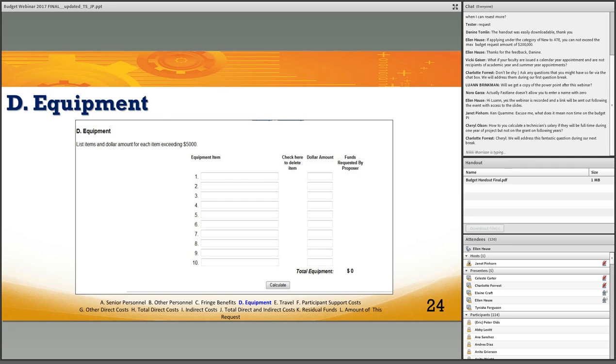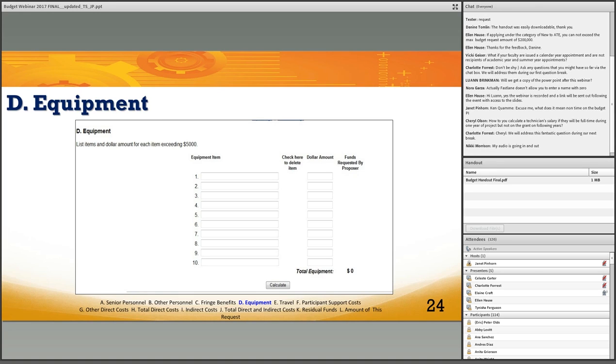Do note that there may be budget restrictions around equipment in the new ATE program solicitation once it's available, but the most important thing to note about equipment is that your equipment cost should be relative to and fit within the overall scope of your budget. So including a budget that requests funds for equipment that takes up all or most of your budget would not be a good idea.